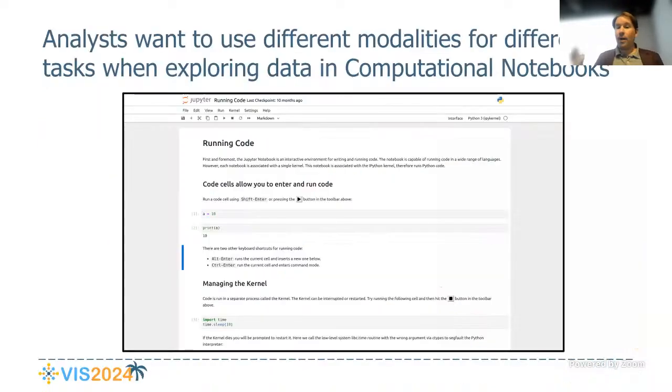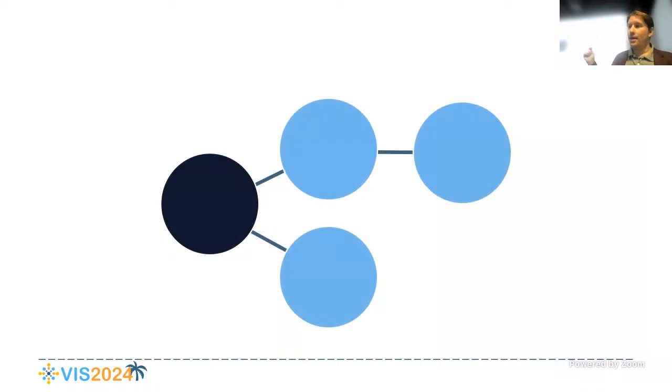So to start off with, I want to put us all in the shoes of a data analyst that's working in a Jupyter notebook like the one you see here. And to make it a little bit more specific, let's say that we're analyzing a data set that looks like this. It's hierarchical. It can be expressed as a tree.